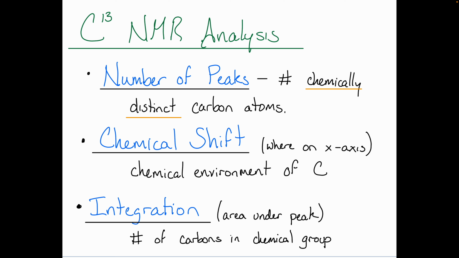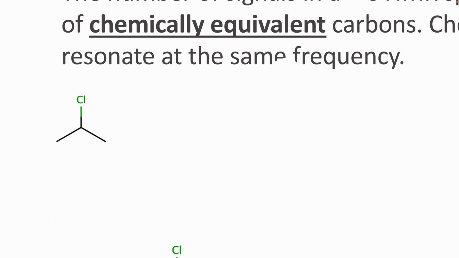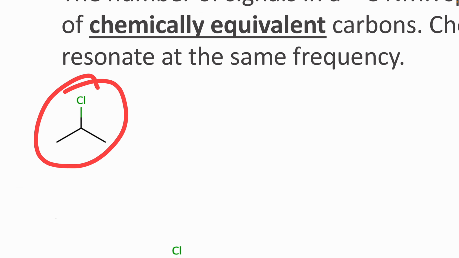All right, so what we're going to do is look at a few molecules and try to predict what our carbon-13 spectrum would look like. Let's do this one first. First, we need to figure out the number of peaks. We're going to do this one together, and then I'm going to have you do two of them on your own.